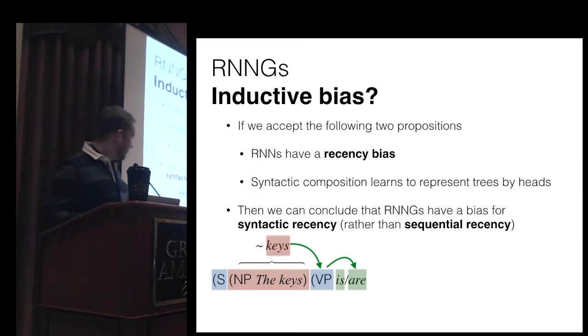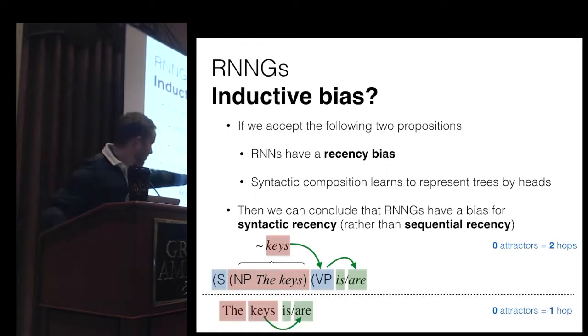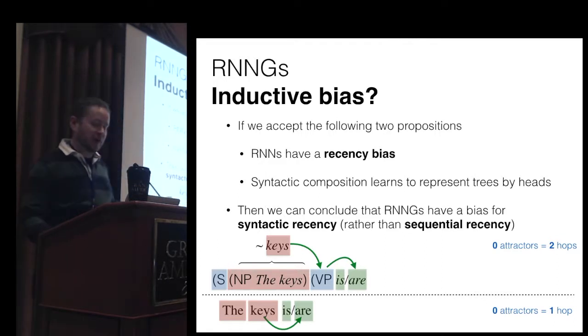So let's illustrate this. What this headedness proposition means is that this NP is going to be represented by something like a representation of the word keys. Then to predict this verb down here, we've got to predict VP, and then we've got to predict the verb. So there are two hops. Of course, there's just one hop in the RNN case, so we've actually got a little more work to do here.